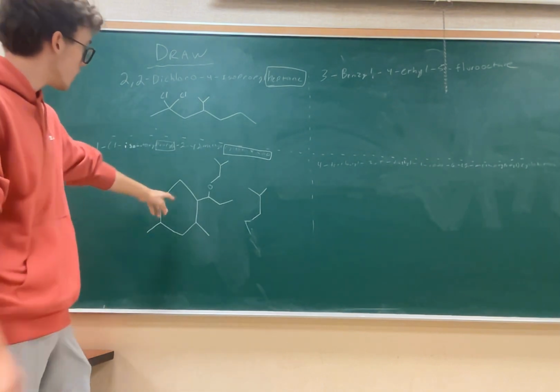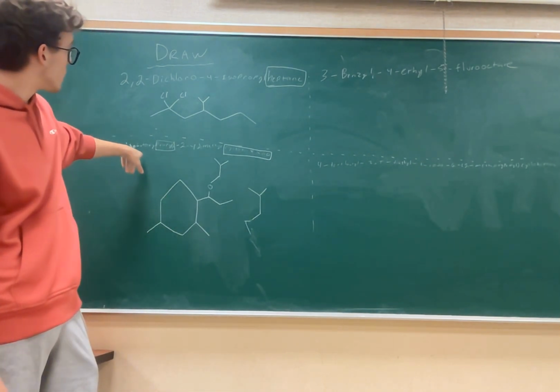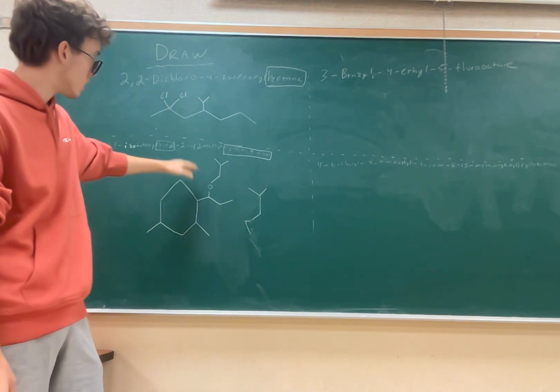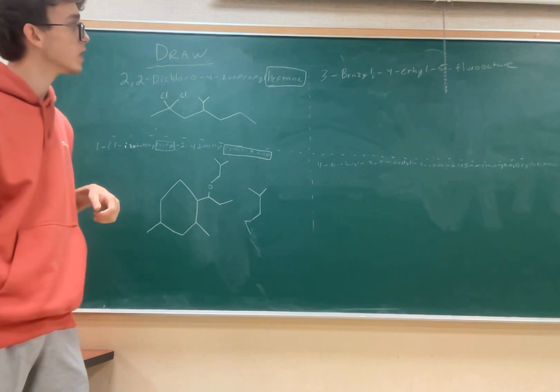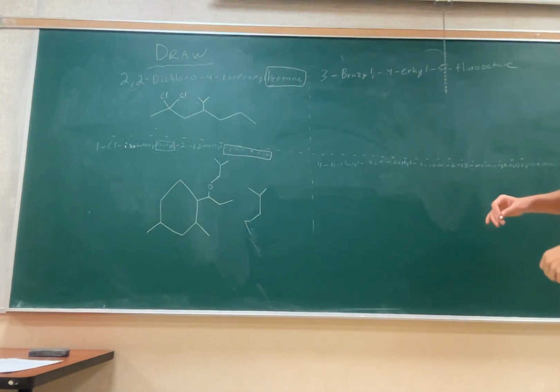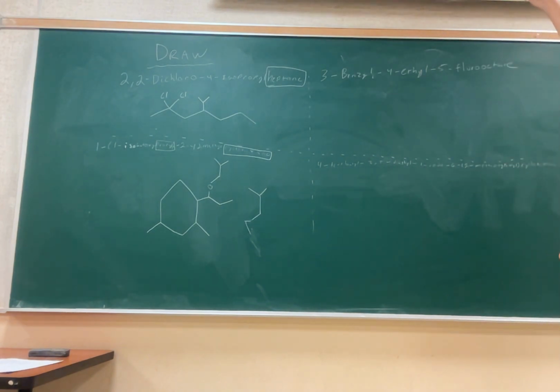You put it all together. In position 1, we have 1-isobutoxypropyl, 2,4-dimethylcyclohexane. All right, moving on to a more complex example. We have this one here, if it's a little hard to read. This says 3-benzyl, 4-ethyl, 5-fluorooctane.